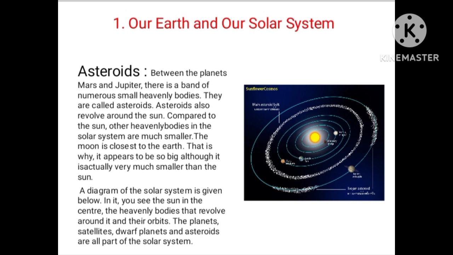A diagram of the solar system is given below. In it, you see the sun in the center, the heavenly bodies that revolve around it and their orbit. The planets, satellites, dwarf planets, and asteroids are all part of the solar system.